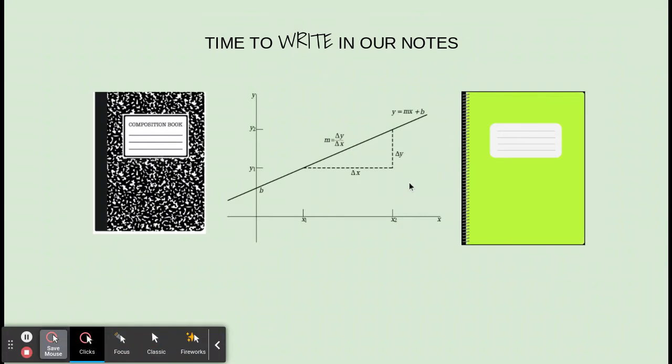Okay, so now you can write in your notes and fill in some blanks and then just review the steps to graph a linear equation.